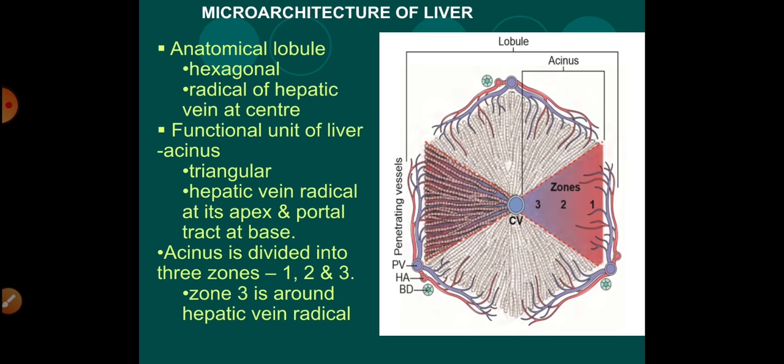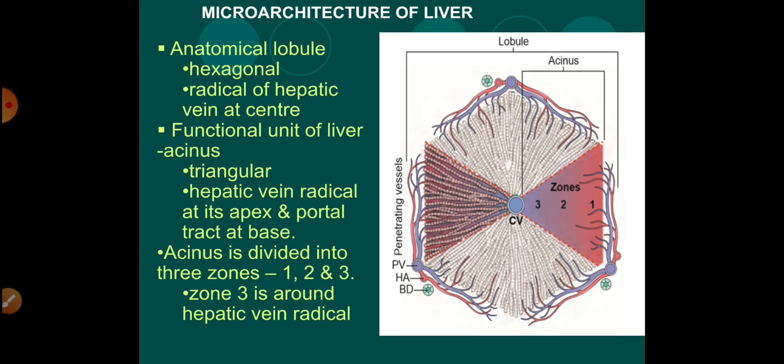Coming to the microarchitecture, the liver is described microscopically according to the lobular model as a hexagonal hepatic lobule. The liver lobule is 1 to 2 millimeters in diameter around the central vein. The central vein is a terminal branch of the hepatic vein, with portal tracts at the periphery of the lobule. The functional unit of liver is an acinus, which is triangular in shape with the central vein at the apex and the portal tracts at the base of the acinus.